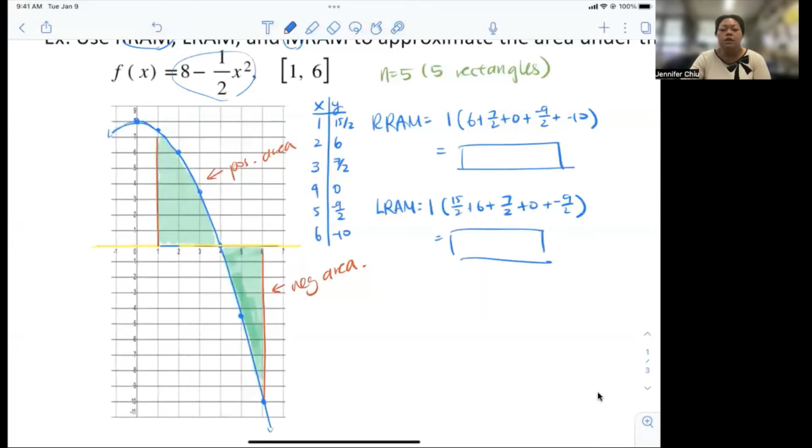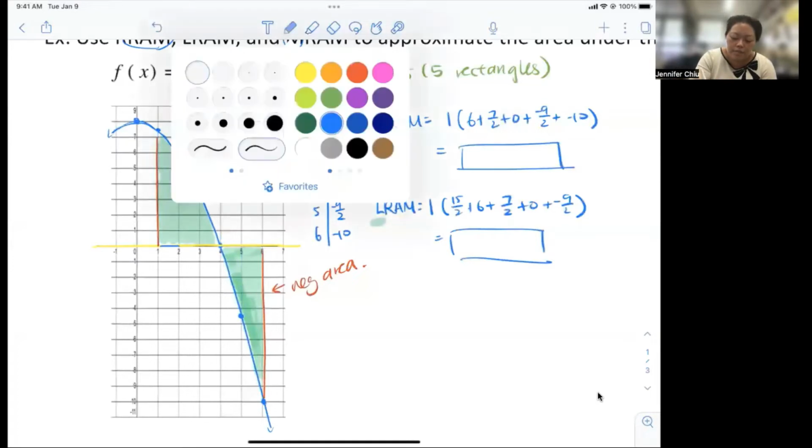Okay, so the key point is to remember that RRAM will not use the first y value, and LRAM will not use the last y value. So maybe that will help you remember. L with L, LRAM not using the last. R with R, RRAM not using the first.